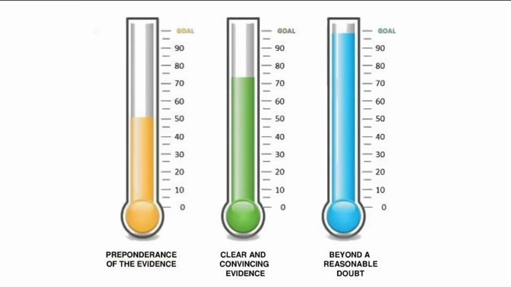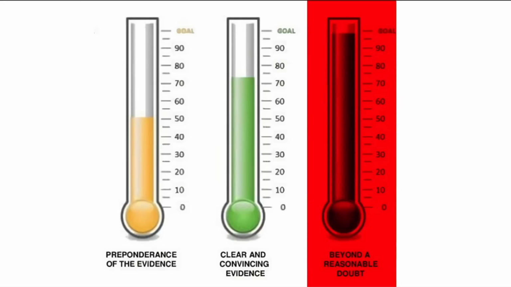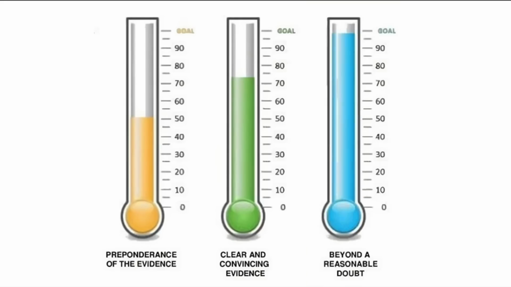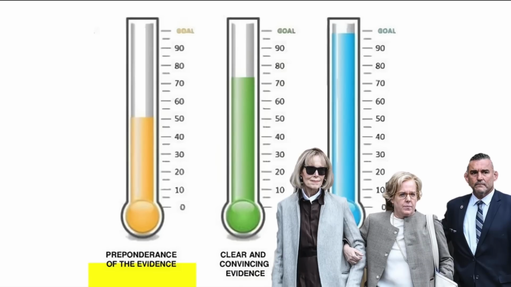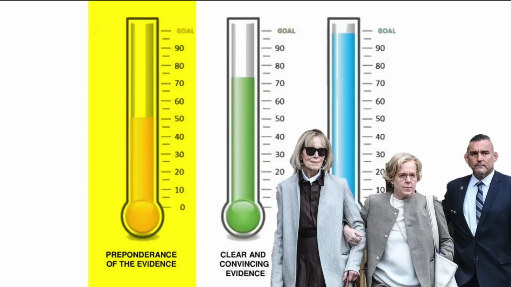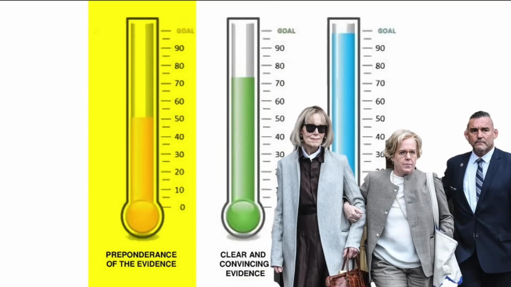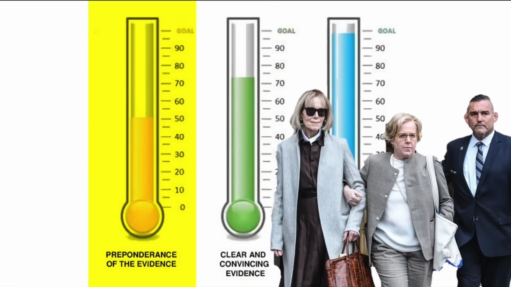In a criminal trial, you need to show that evidence is beyond a reasonable doubt, and that's essentially more than 90%, a high degree of confidence. So in this particular case, E. Jean Carroll's attorneys only had to show by a preponderance of the evidence, an extremely low standard, that Trump was guilty of both defamation and battery based on this lower standard.